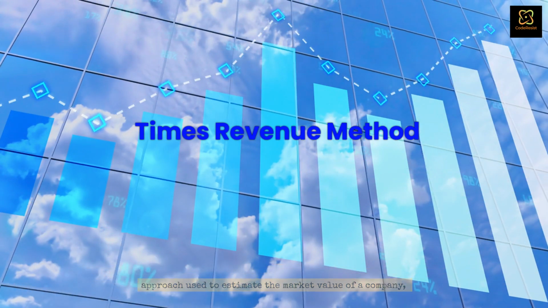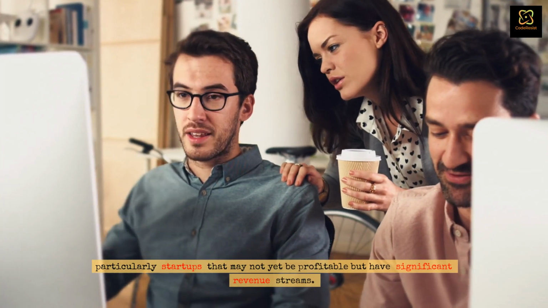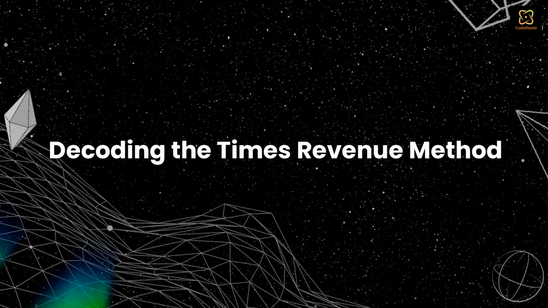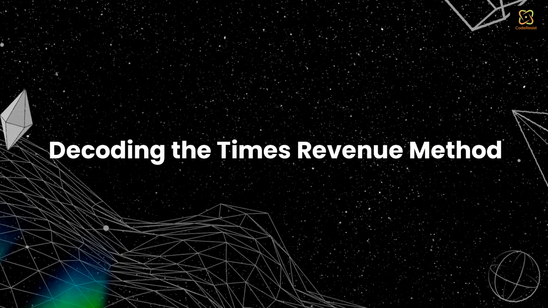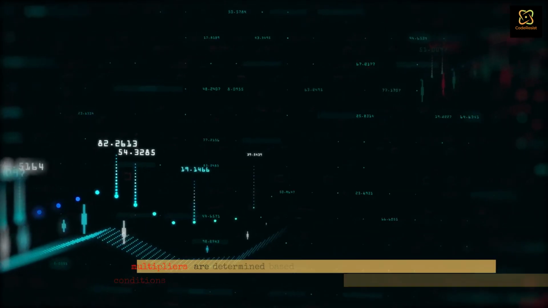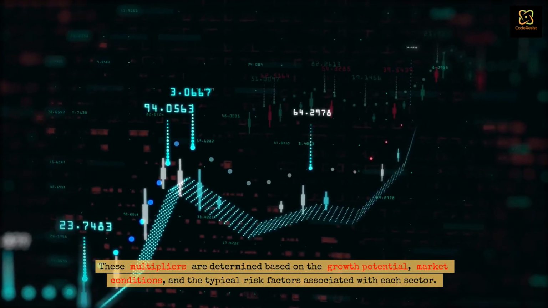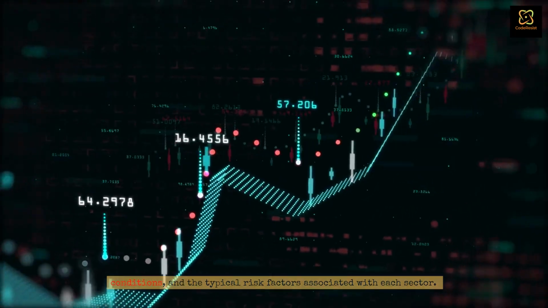the market value of a company, particularly startups that may not yet be profitable but have significant revenue streams. At its core, this method multiplies a company's revenue by an industry-specific multiplier. These multipliers are determined based on the growth potential, market conditions, and the typical risk factors associated with each sector.